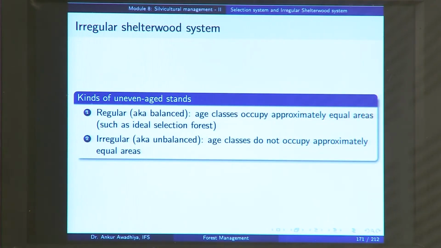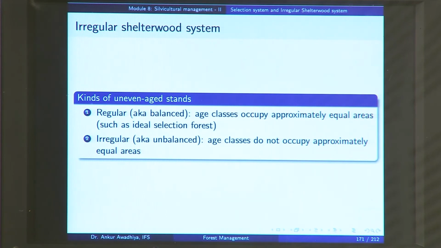We have two kinds of uneven age stands. First of all, we talked about even age versus uneven age. In the case of an even age stand, the trees or the crop have very similar ages. The difference in their ages is less than 20% of the rotation age. In the case of an uneven aged forest, you have plants that have very different ages, and generally the difference in their ages is greater than 20% of the rotation age.